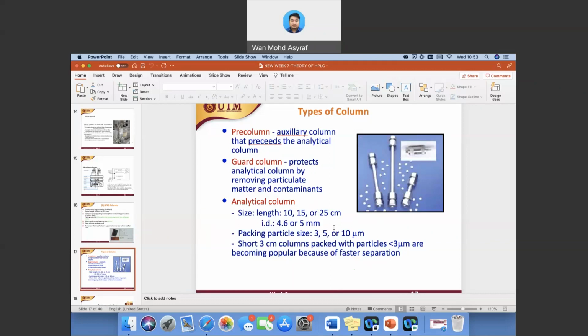So it depends on your analysis. The longer the column, the longer it takes for your analytes to elute out, but sometimes it will also increase your efficiency. As we looked at before, in the formula that includes the length of the column, H equals L over N, if I'm not mistaken. So the length of the column also plays a role in the efficiency or separation of the analytes.